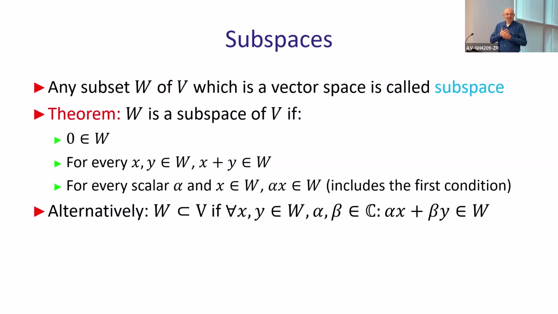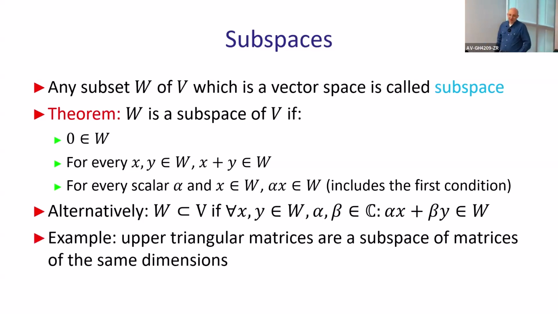So you can say that addition is closed and multiplication by scalar is closed if and only if alpha times x plus beta times y is a closed operation, right? This is equivalent to the previous one. And then W, a subset of V, means a subspace in that case, all right?